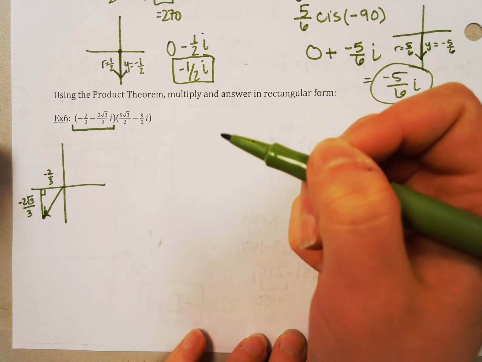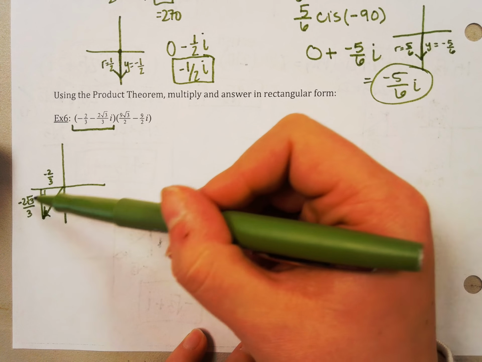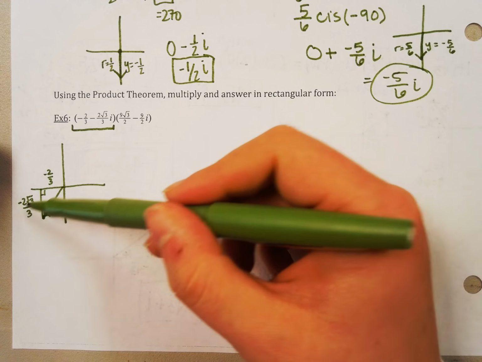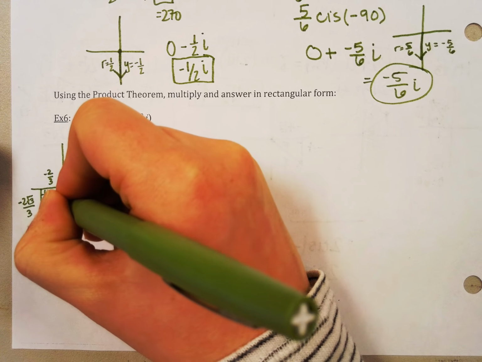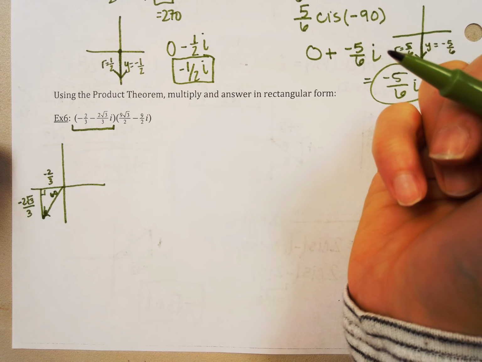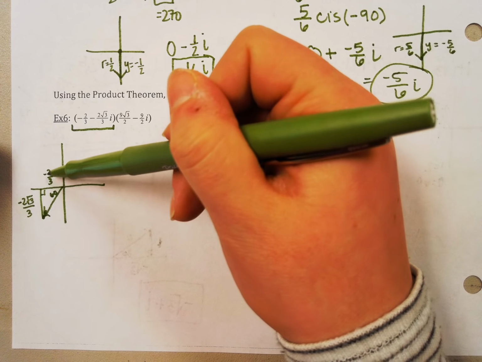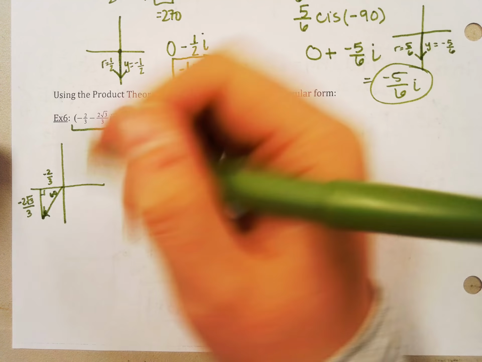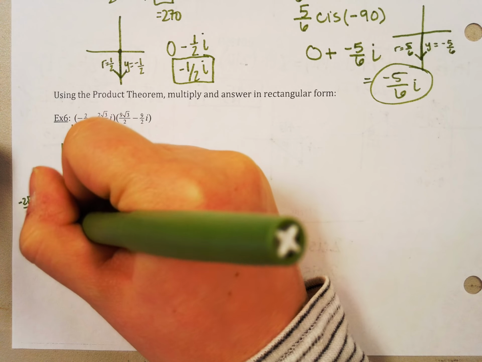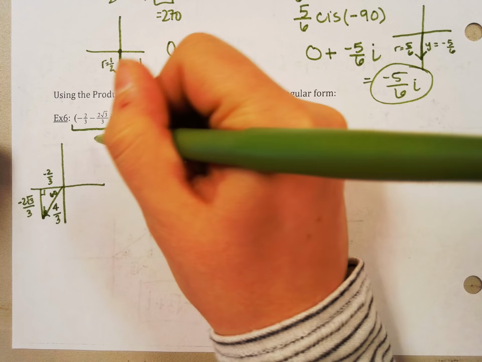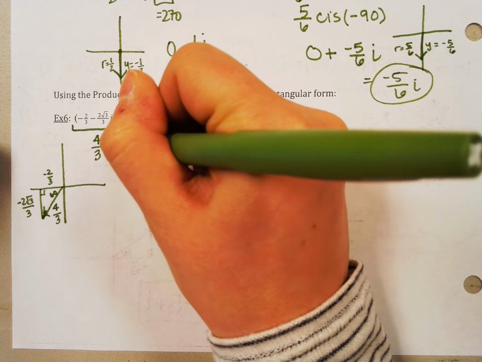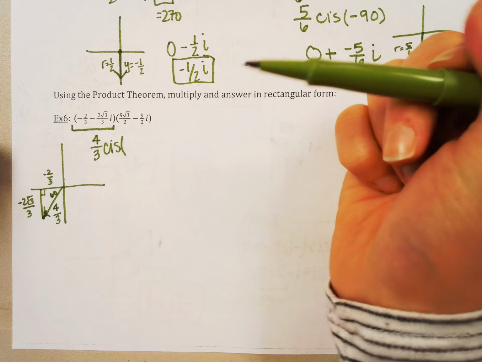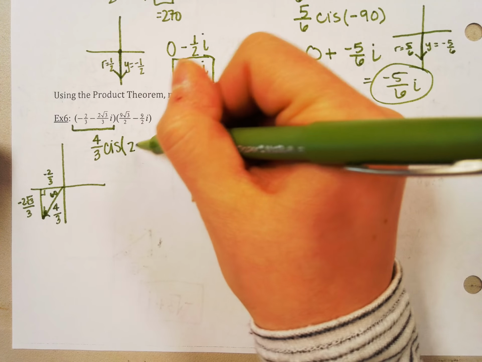What tips me off for this problem is seeing that we have a root 3 here, which means that we're probably dealing with a 30, 60, 90. So I zero in on that root 3, and that gives us this 60-degree angle here. And then we know that our hypotenuse is always twice our short leg. So our short leg here is 2/3, so our hypotenuse is going to be twice that, which is 4 over 3. So this part is 4/3 for our R. Our angle here is 60 degrees in quadrant 3, so 180 plus 60 is going to be 240.